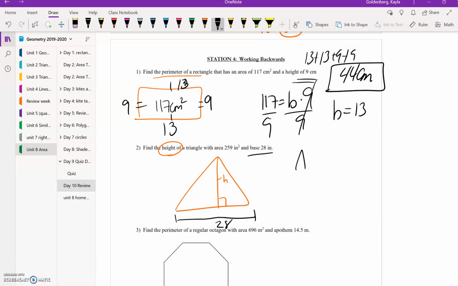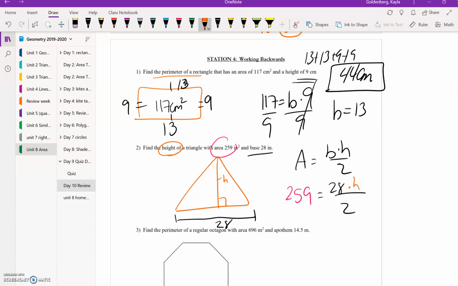Now let's see, I know area is base times height divided by 2. I'm going to fill in what I know. Now I know what the area is, so I know that it is 259. I know the dividing by 2 piece. I know my base is 28, and I'm looking for my height.